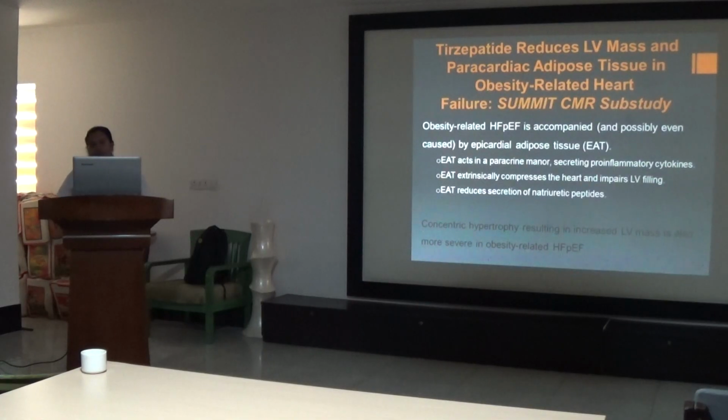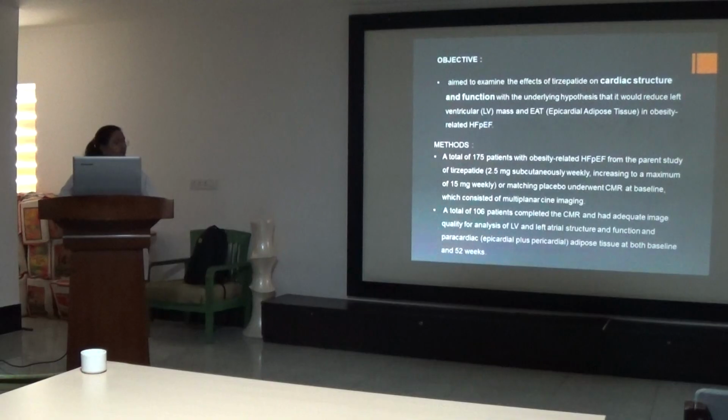Another sub-study of this was SUMMIT CMR. This was tirzepatide reduces LV mass and pericardiac adipose tissue in obesity-related heart failure. Usually obesity is accompanied by an increase in epicardial adipose tissue, which acts in a paracrine manner, secreting pro-inflammatory cytokines. It extensively compresses the heart and impairs filling, and it reduces secretion of natriuretic peptides. Concentric hypertrophy resulting in increased LV mass is also more severe in obesity-related HFpEF.